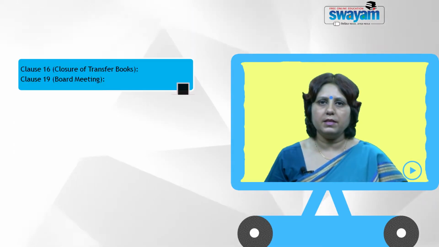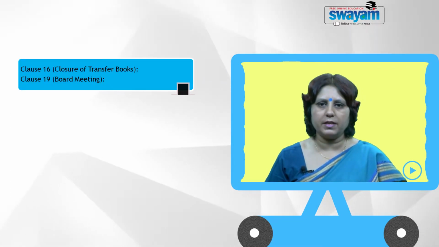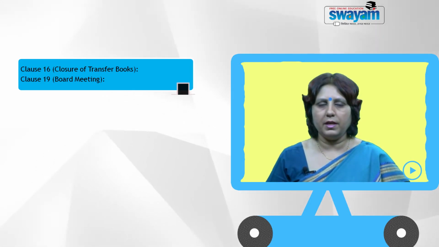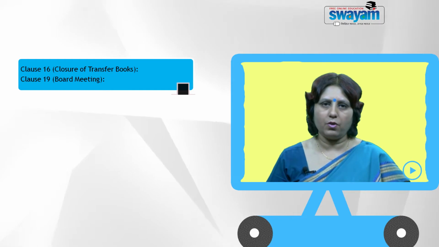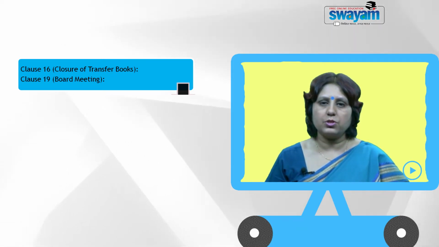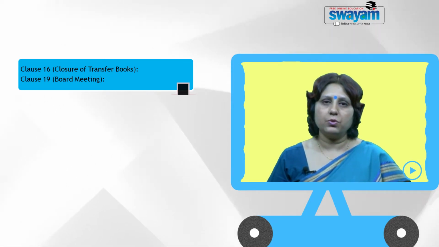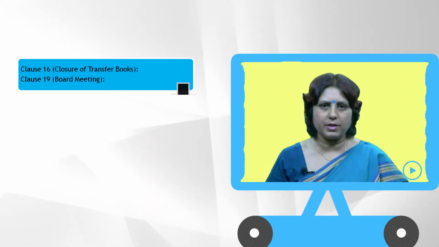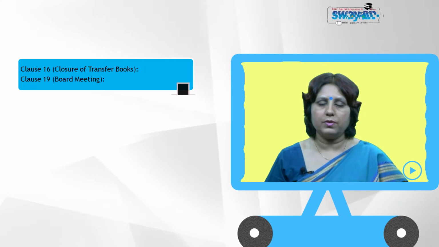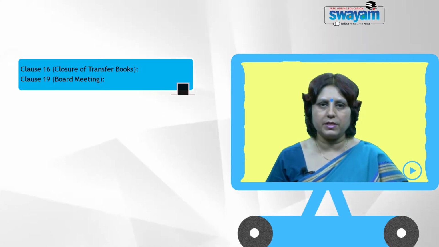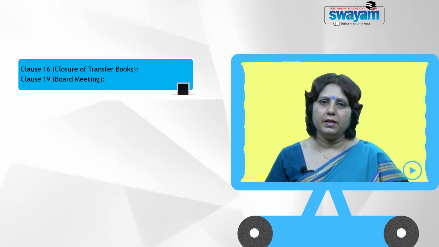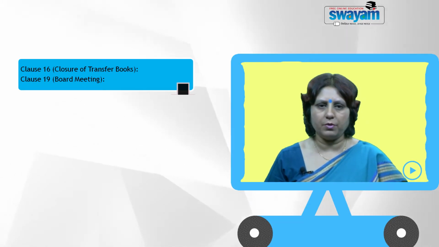So, clause 16 talks about closure of transfer books, and it says that 7 days notice has to be given before a company declares its dividend or bonus, comes up with a bonus issue or rights issue, or issues shares on the conversion of earlier issued securities. So, 7 days notice of closure of transfer book has to be given to the stock exchanges, and similarly if derivatives on the stock are also available, then also 7 days notice is required to be given.